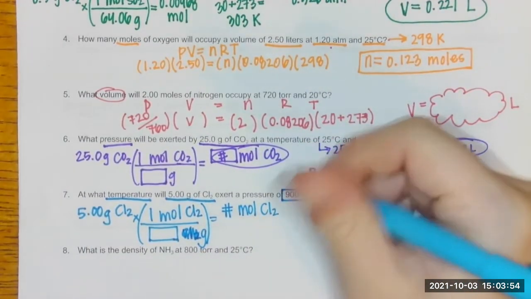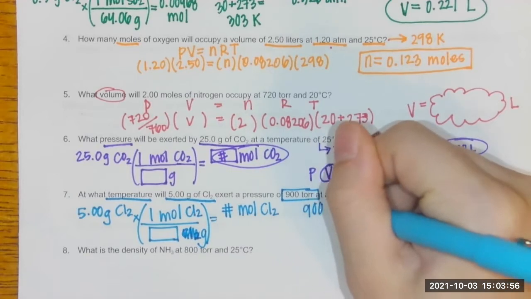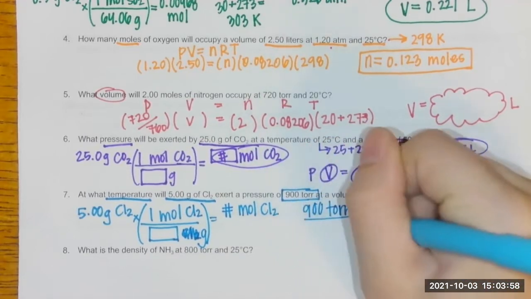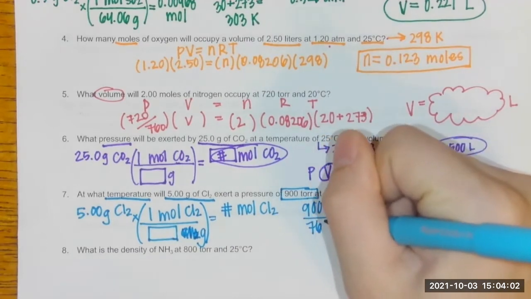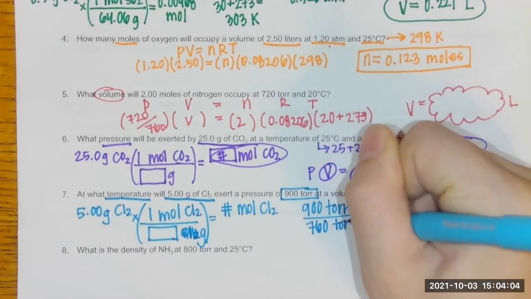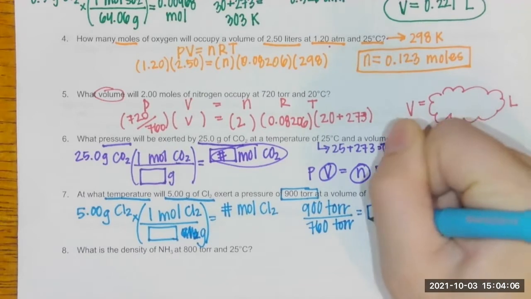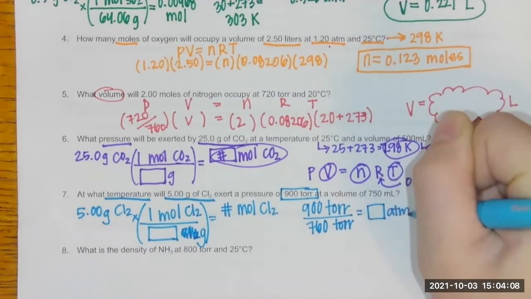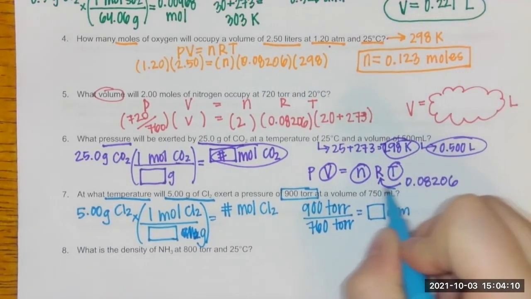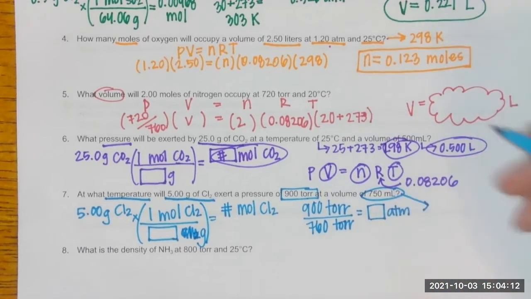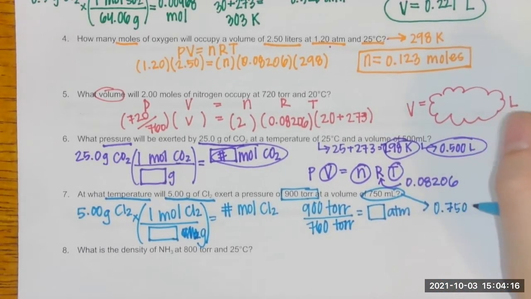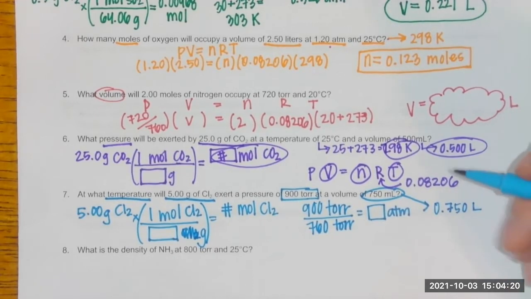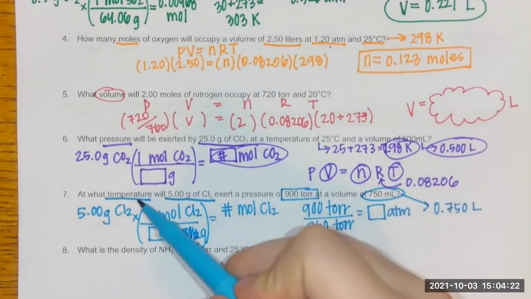900 torr. And there's 760 torr in an atmosphere. So that'll tell you your pressure. 750 milliliters is 0.750 liters. PV equals nRT. Solve for temperature.